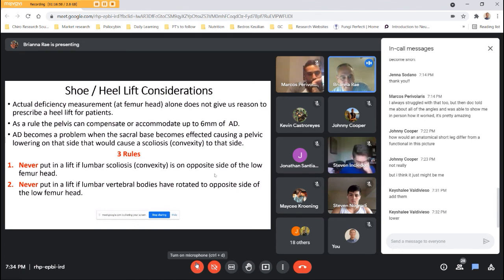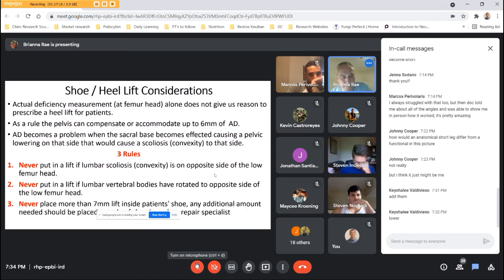Never put in a lift if the lumbar vertebral bodies have rotated to the opposite side of the low femur head. So you need to see the lumbar body rotation on the same side of the short leg. If it's not that way, then it's not going to work. And if somebody needs more than 7 millimeters of lift in their shoe, you have to put the rest of it on the sole. Don't put any more than 7 in the shoe, because then their shoe won't fit.